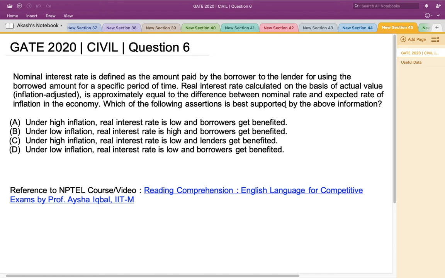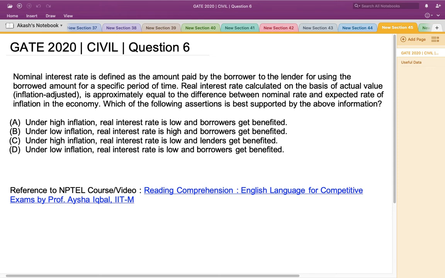Hello everyone, this is the question asked in GATE 2020 Civil Engineering Set 2. We have been given a paragraph. Nominal interest rate is defined as the amount paid by the borrower to the lender for using the borrowed amount for a specific period of time. Real interest rate, calculated on the basis of actual value, inflation-adjusted, is approximately equal to the difference between the nominal rate and the expected rate of inflation in the economy. Which of the following assertions is best supported by the above information?